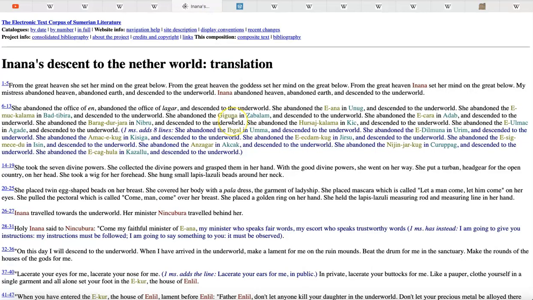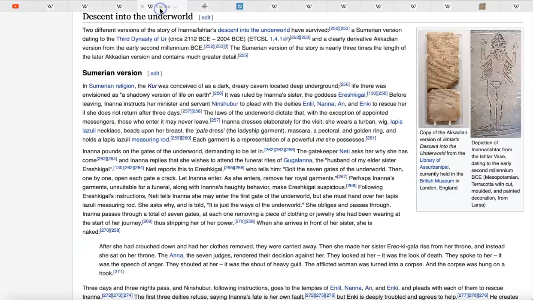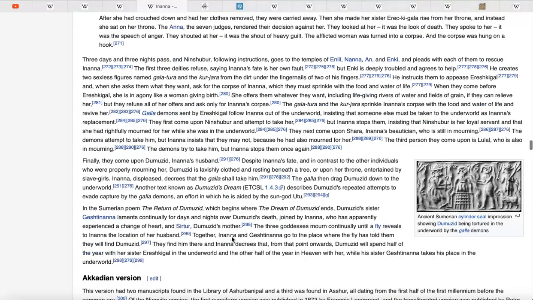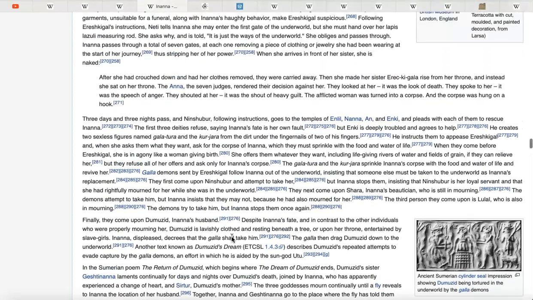And this is why I'm really here. This is my favorite part of any discussion that has to do with Inanna. This story, written by somebody in Sumer that I need to look up. The Sumerian version. Does it tell us who the author of the Sumerian version was? Ugh, I don't see it. But then again, I'm not looking that hard.